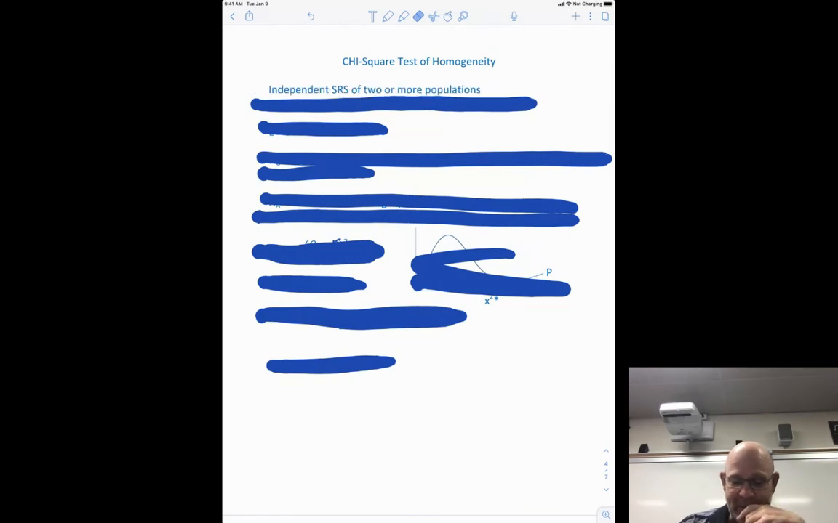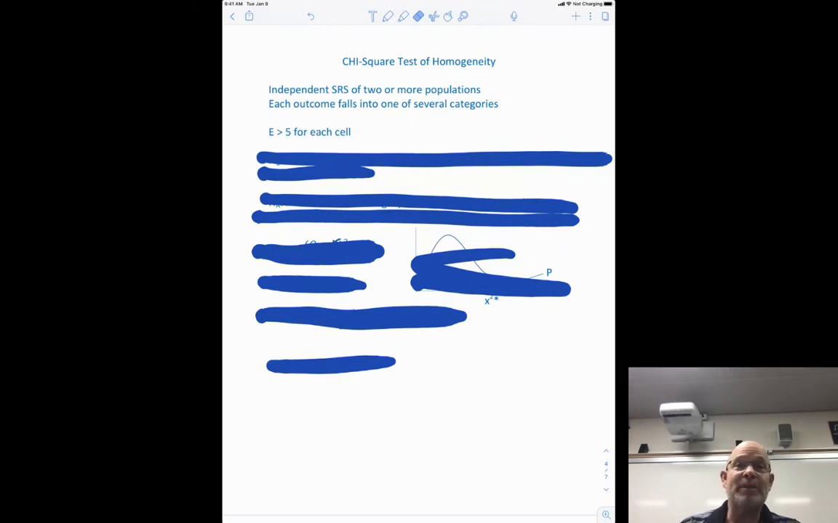Okay, so this is called a chi-square test of homogeneity. These conditions are independent simple random samples of 2 or more populations, in this case we had 3, so we need independent simple random samples. That's the first thing. Each outcome falls into one of several categories, just like the last one. Each expected value still has to be greater than 5 for each cell. We have to figure that out, just like the last one. Okay, those are the conditions.